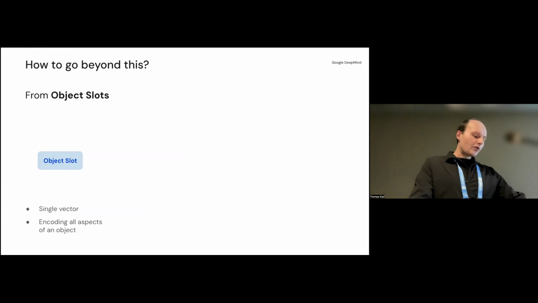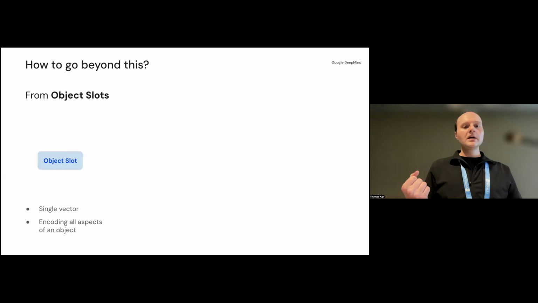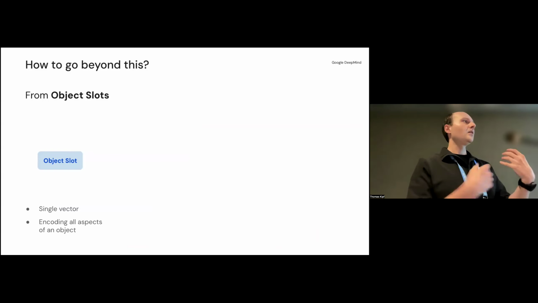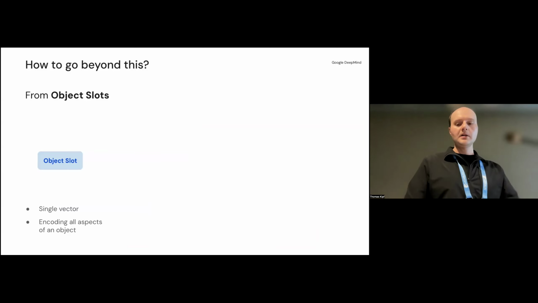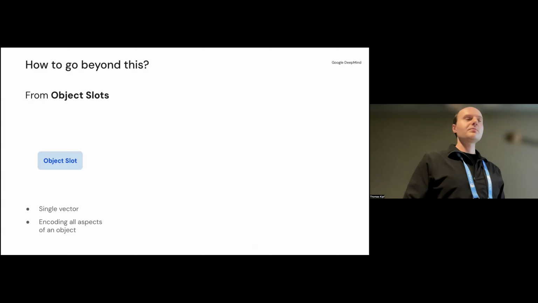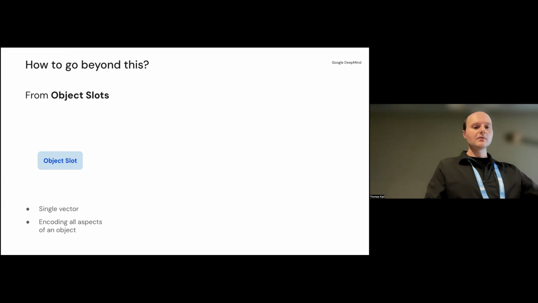But now the big question is, how do you go beyond that? And so what we've been thinking about a lot is, how do you go from object slots to something much more controllable? An object slot is a single vector encoding all aspects of the object, like where it is, all the properties of it, so the model can really render it, or whatever the reconstruction or training objective is can deal with it.